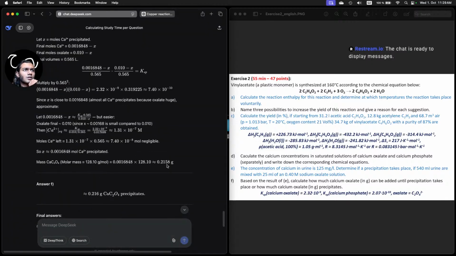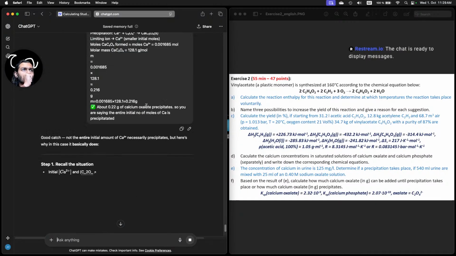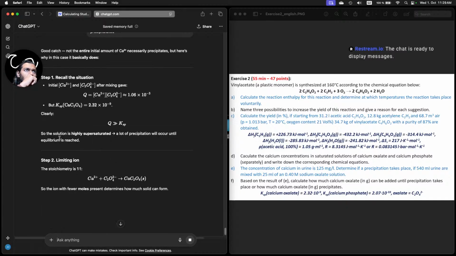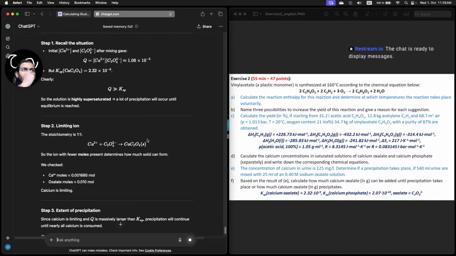Oh yeah, good catch. Not the entire initial amount of calcium is necessary to precipitate, but here's why in this case it basically does. The initial ion product after mixing is greater, yeah, that's a product, but Ksp is this. Ksp is smaller, so the solution is highly saturated. A lot of precipitation will occur until equilibrium is reached. Stoichiometry is 1:1, yeah. So the ion with fewer moles present determines how much solid can form.